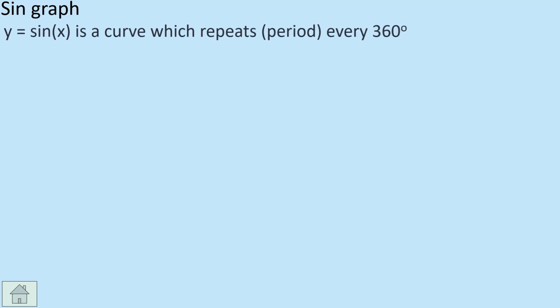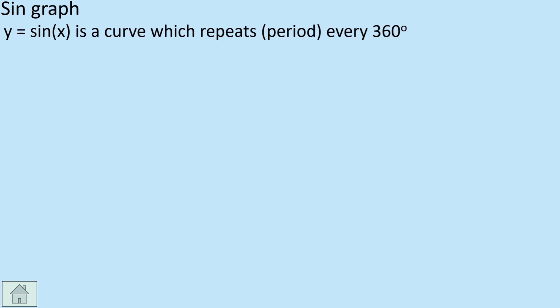Hi there, everybody. We are today looking at trigonometric graphs. So we're going to look at the sine, the cos, and the tan graphs. And when we talk about the graphs, it's the ones where we plot y against sine x, y against cos x, and y against tan x. All right. So in terms of sine x, the sine x curve repeats every 360 degrees. So you'll see that in a second.